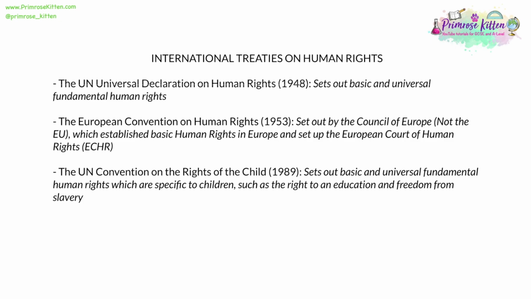The UN Convention on the Rights of the Child in 1989 set out basic and universal fundamental human rights which are specific to children, such as the right to a basic education and freedom from slavery.